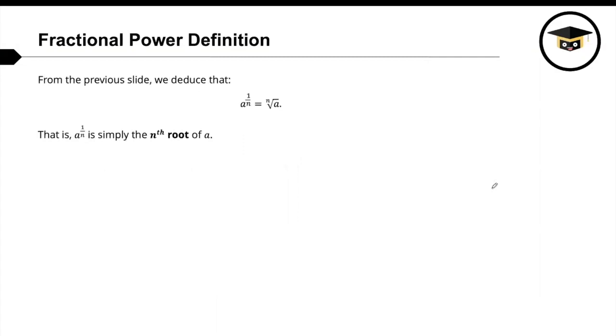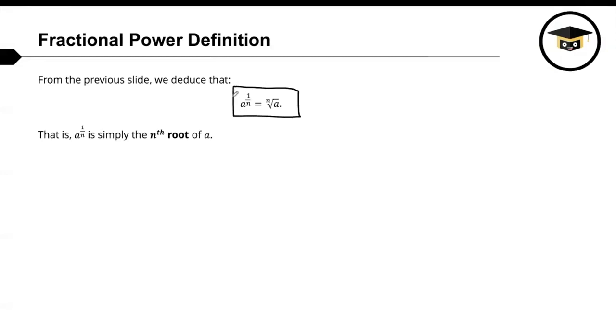What is the definition of fractional powers? Well, from the previous slide, we can deduce that a to the power of 1 on n is the nth root of a. Okay, so this is the formal definition.